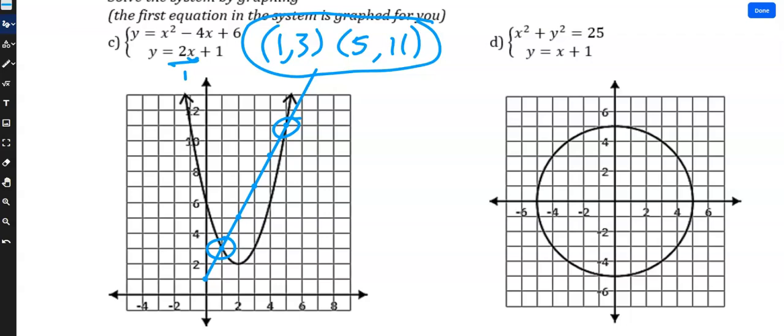I can come over to the next example and do the same thing. They drew the first one for me, so I need to draw the second one. And let's see here, y-intercept at 1. The slope equals 1, and just to remind you, a slope of 1 is 1 over 1, so that would be up 1, right 1, up 1, right 1. That gets me my line.